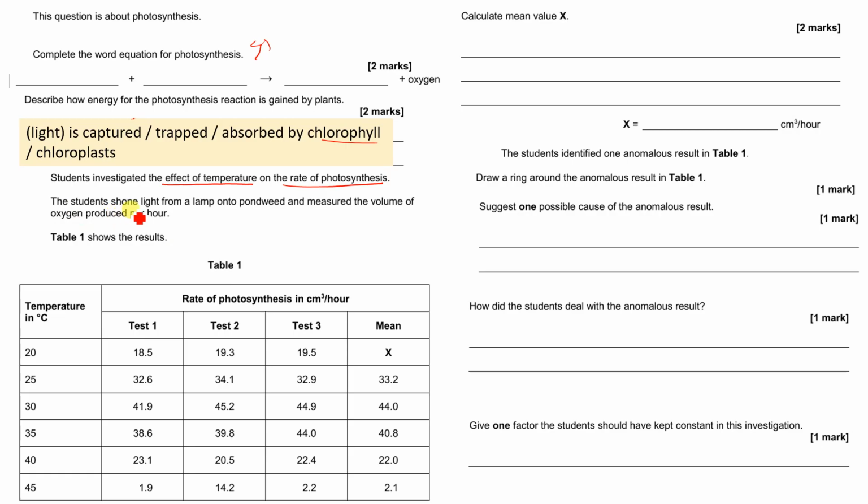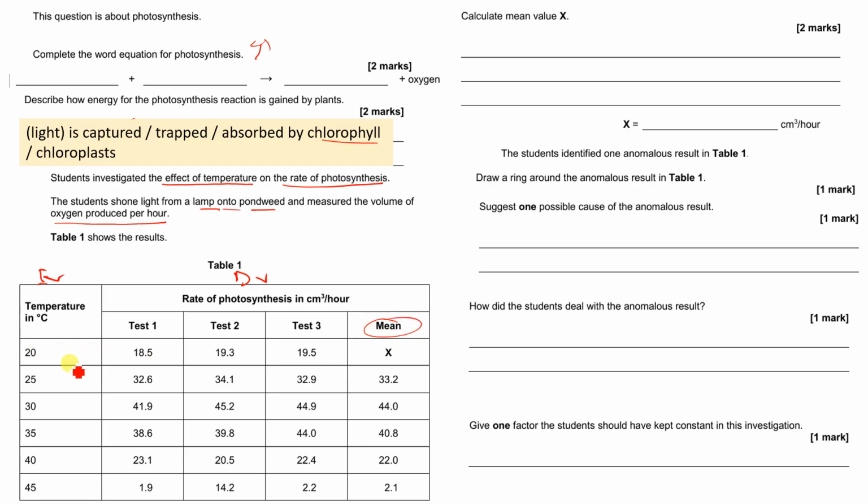Now, students investigated the effect of temperature on the rate of photosynthesis. The students shone light from a lamp onto a pondweed and measured the volume of oxygen produced per hour. Table 1 shows the result. This is table 1, temperature in degrees Celsius. This is your independent variable, what you are changing, which is temperature. And this is your dependent variable, what you are measuring, the rate of photosynthesis.